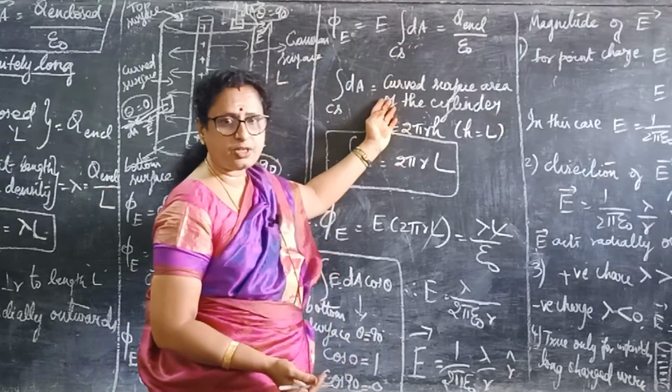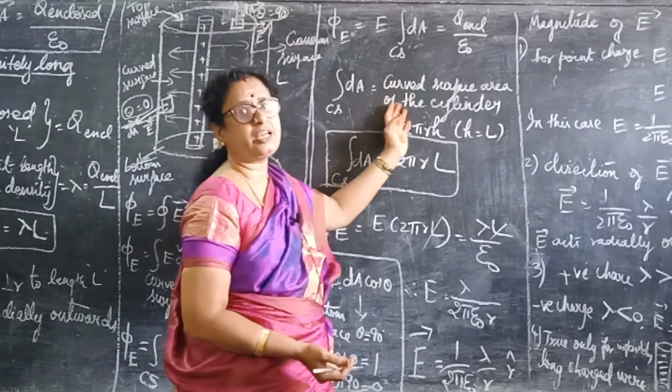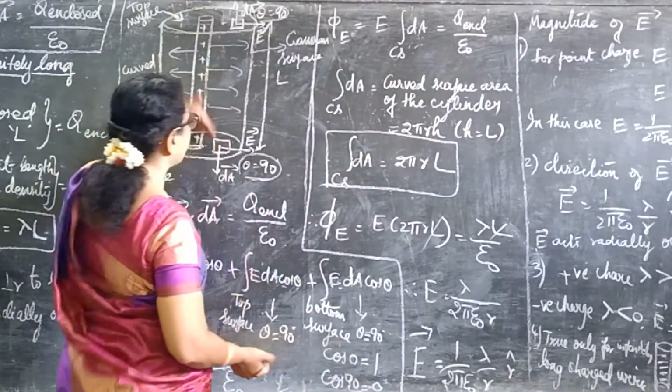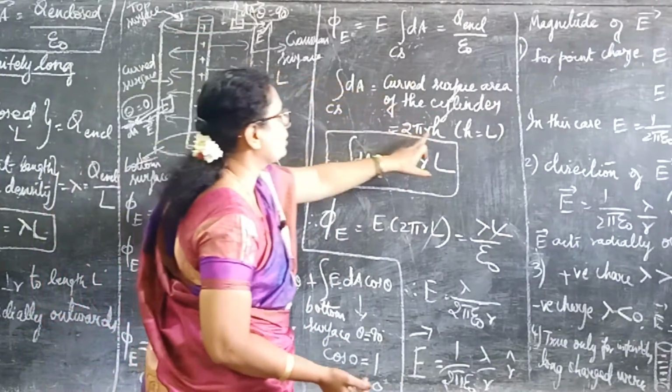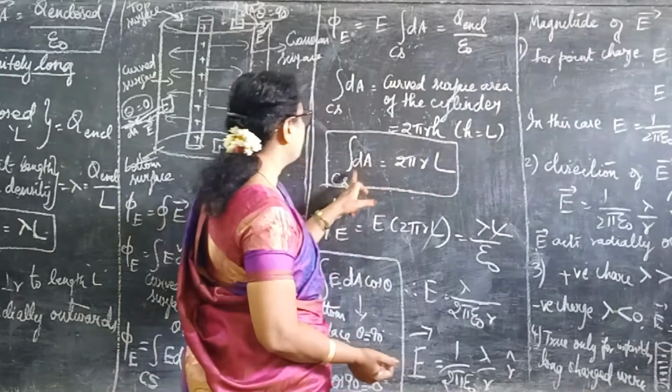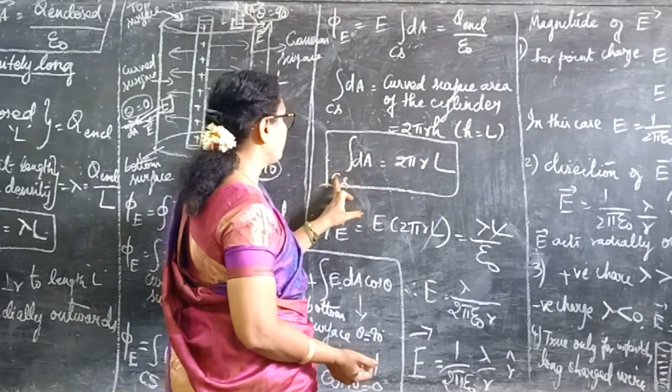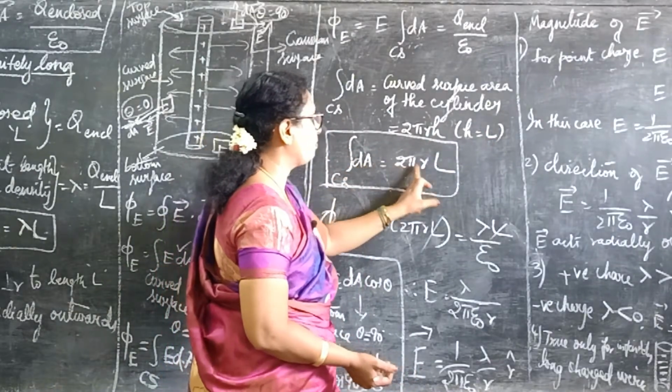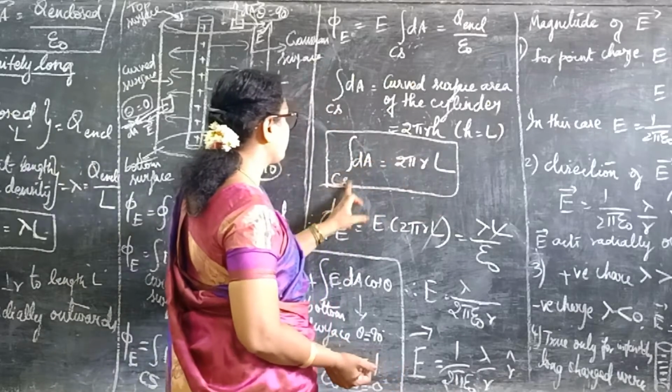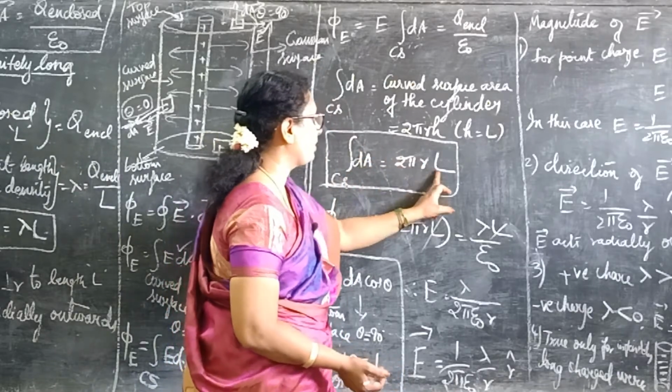What is the formula for the curved surface area of the cylinder? 2 pi r h. Here the height we have taken as the length L, so instead of h we have to write L. So, the integral of the curved surface area will be 2 pi r L. So, the integral of dA over the curved surface is equal to 2 pi r L.